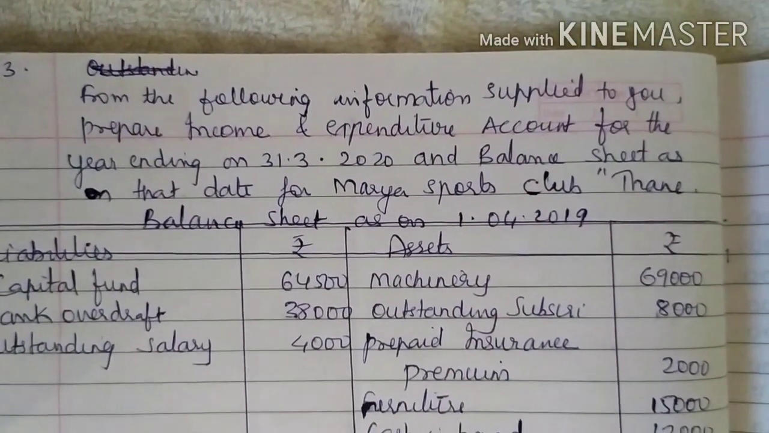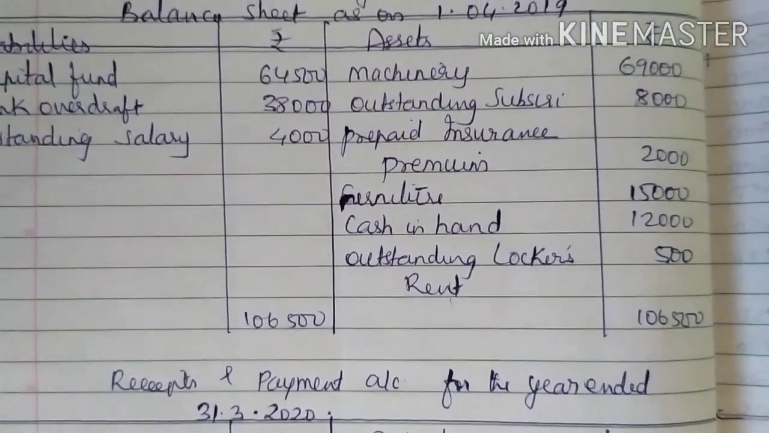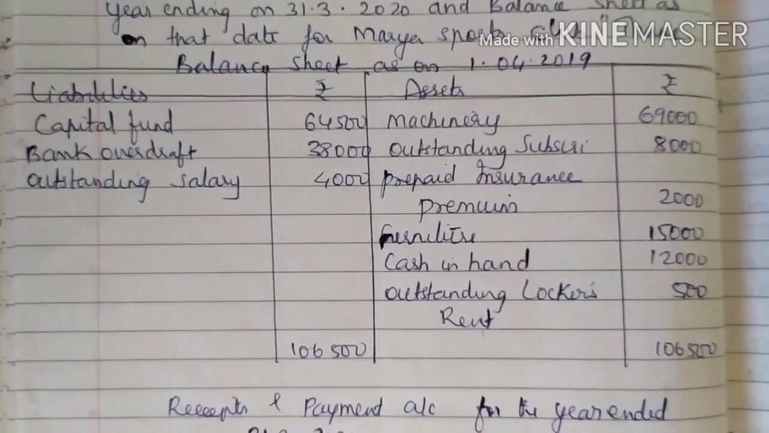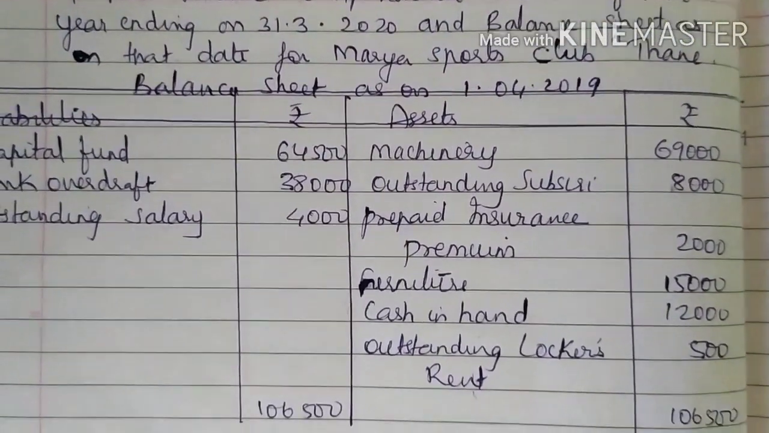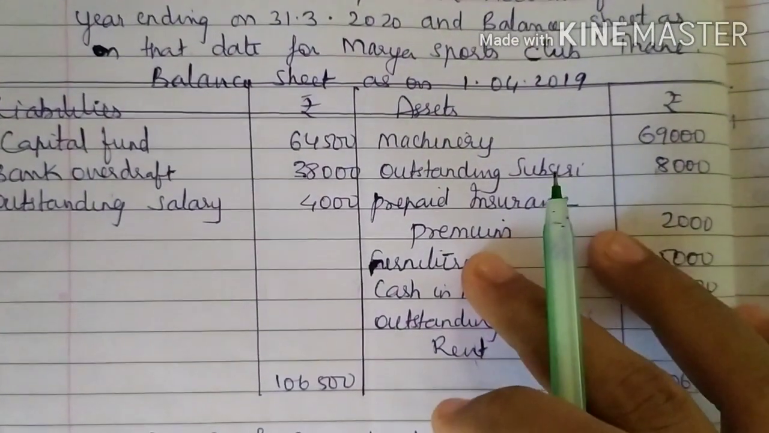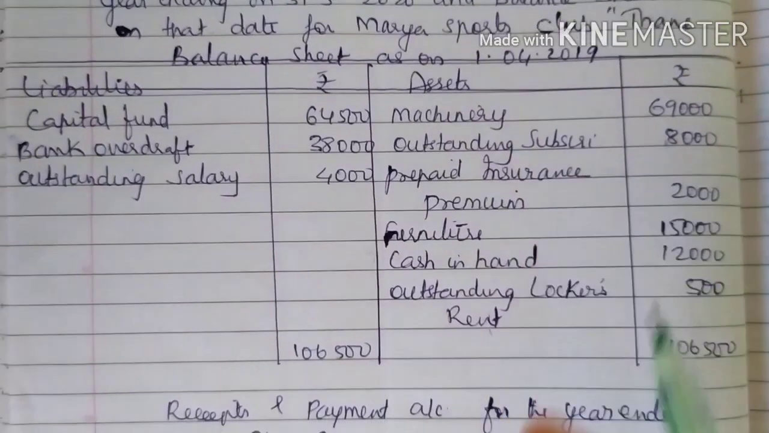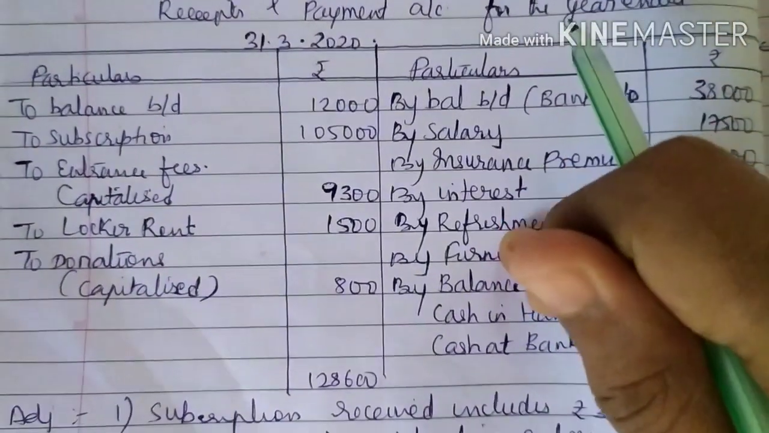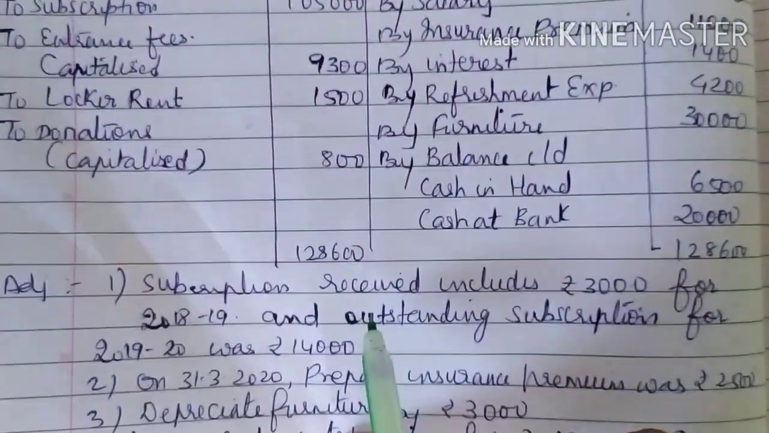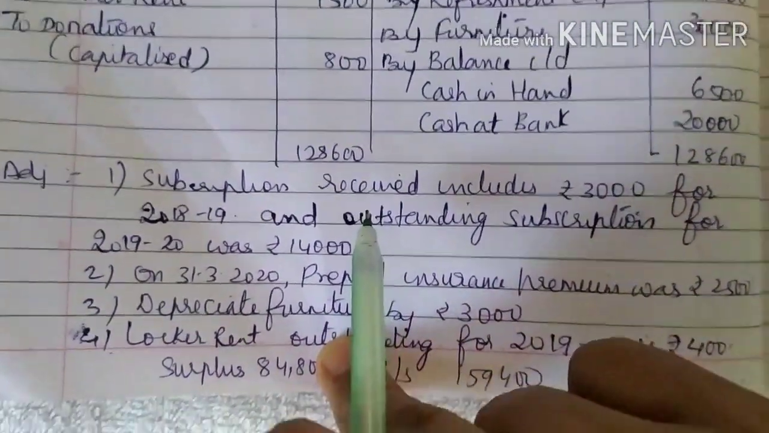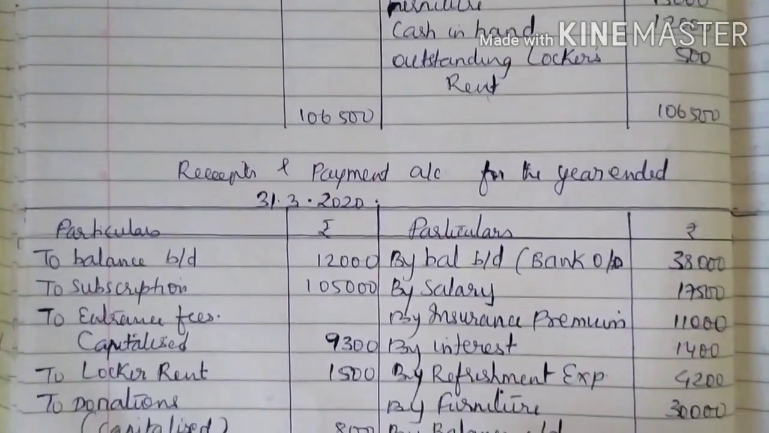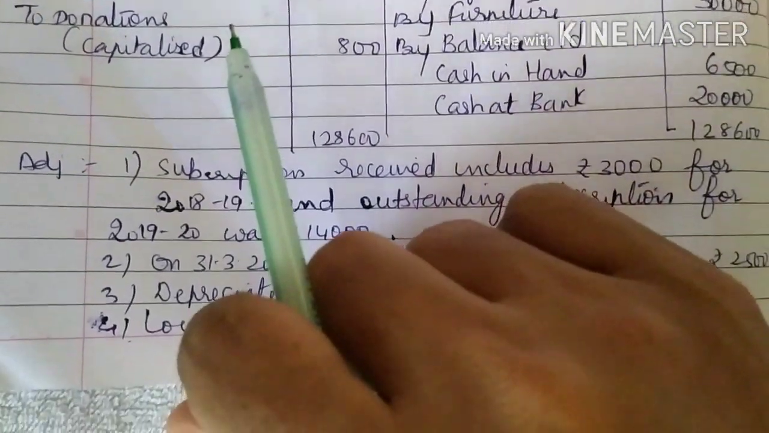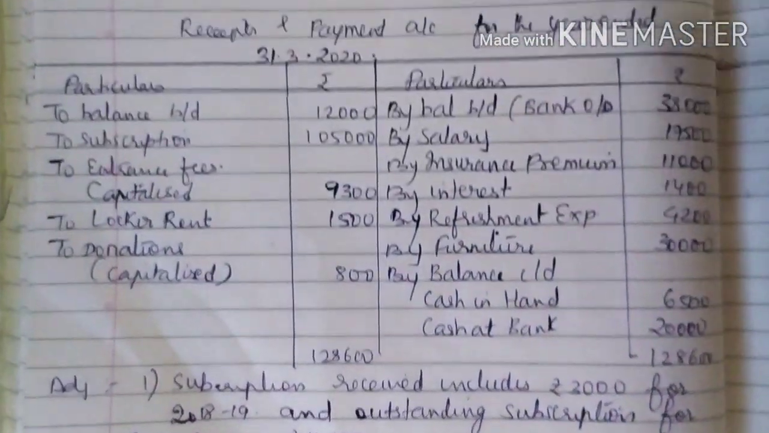Students, in today's sum we are going to do the same way income and expenditure account and balance sheet, but for solving a sum you are given a balance sheet. Opening balance sheet is given to you, receipts and payment account is given to you, along with some adjustments. So first we will just tick mark all the adjustments so that we can leave the space accordingly.